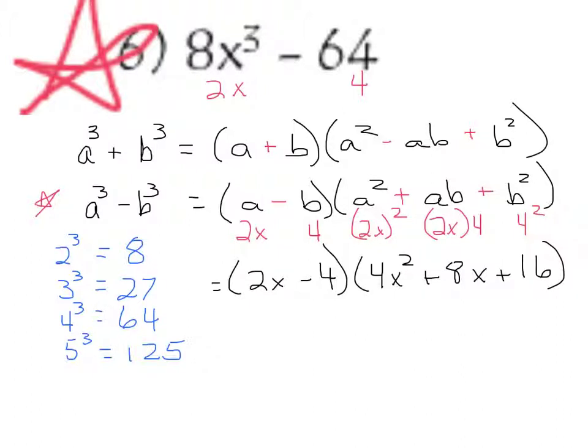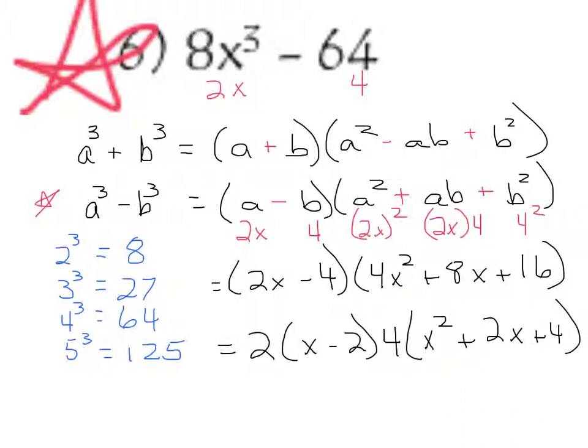Okay, but you're not done. You need to look at this and see, is there a common factor? And there is. There's a 4 all over here, and there's a 2 here. So we're going to pull out the 2 from the first term. That leaves us with x minus 2. And then we're going to pull out a 4 from the second factor, and that leaves us with x squared plus 2x plus 4. And then the only thing we have left is to multiply the 2 times 4 to get 8.